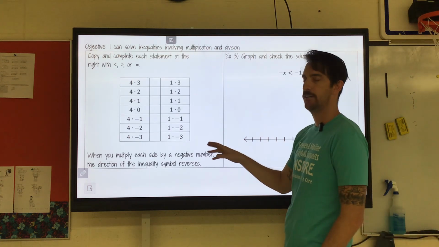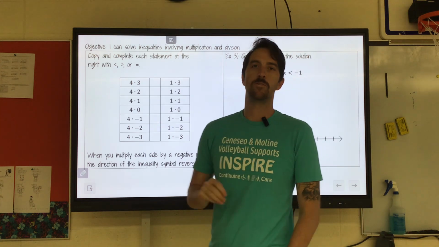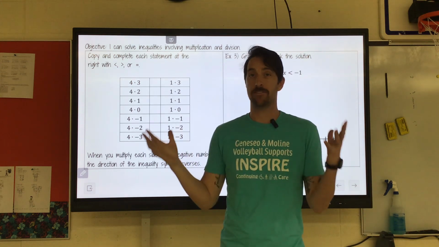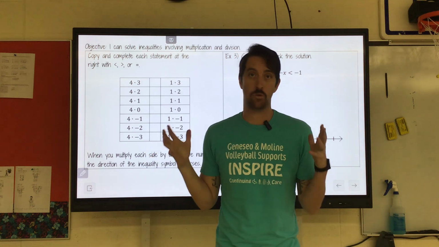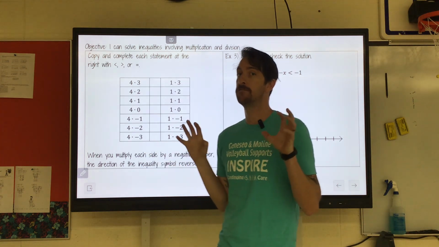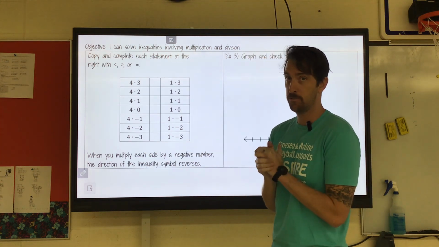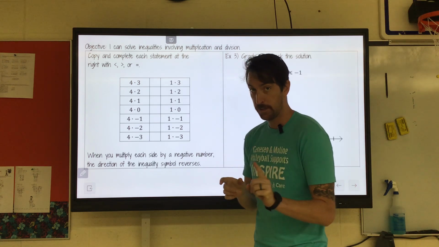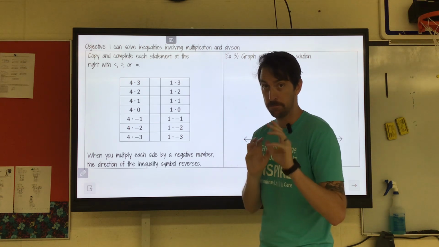Here's the big deal. If you multiply or divide by a negative number, you have to flip the inequality sign. It's a rule. Only if you multiply or divide both sides by a negative number when you're solving them.